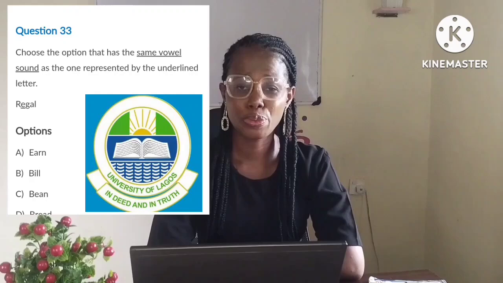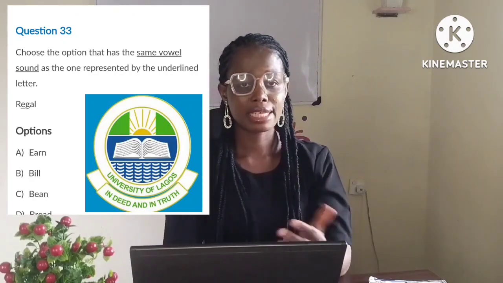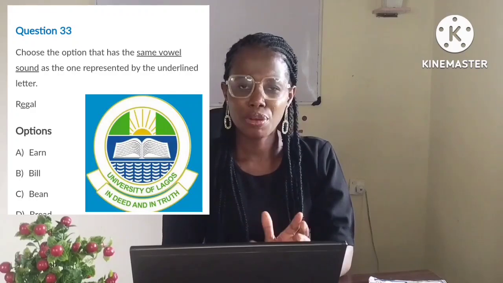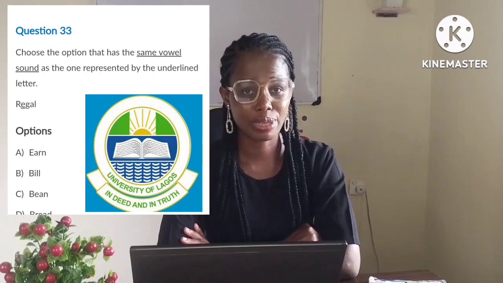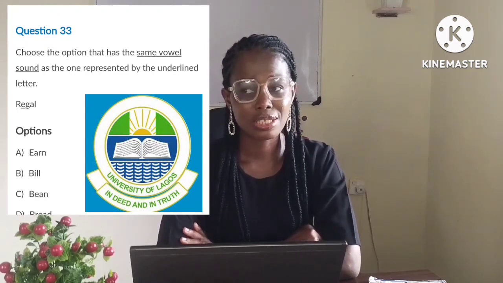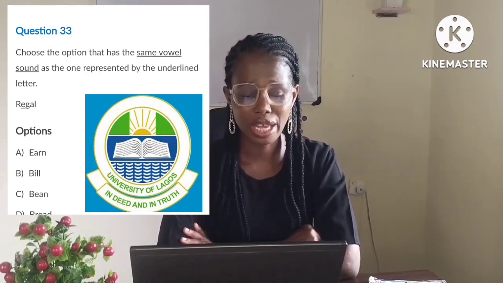The underlined letter is E. So we are looking for an option that contains the long E sound. Many times you pronounce the letter E differently, like in bed, set, in many words. But here we have the letter E pronounced as the alphabet sound E. The right pronunciation is the long E sound. So in rego, the E is pronounced E. It has the long E sound. So like I said, option A has a different sound, so it's incorrect.